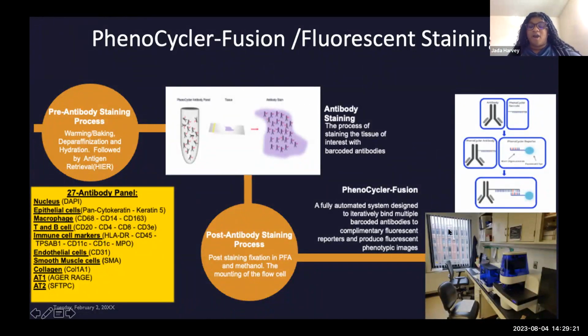The PhenoCycler works in cycles. Each of these cycles contains our DAPI, which is our nucleus marker, and 3 antibodies and 3 other antibodies. We work currently with our 27 antibody panel. This is an abbreviated list, but is focusing on the main cell groups that we look at.